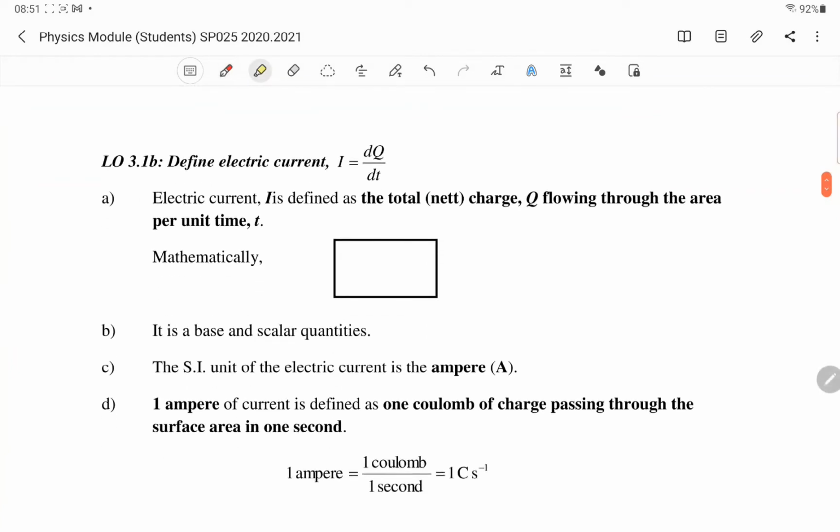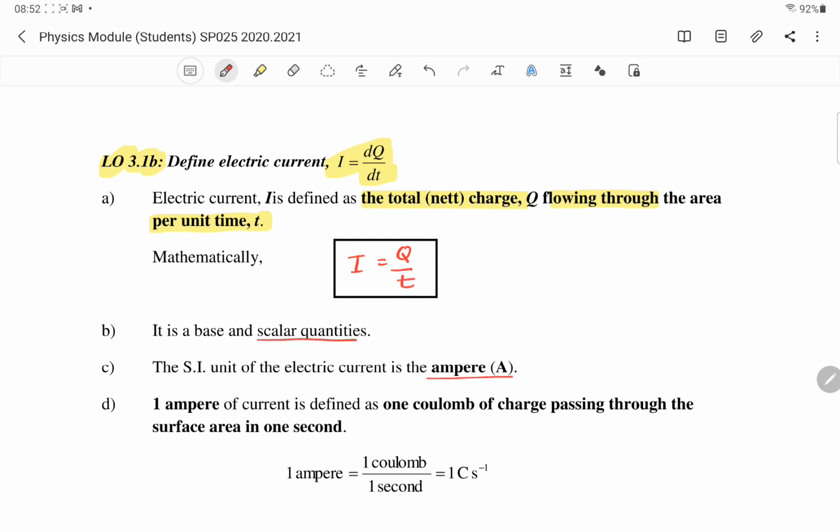Okay, so for 3.1b we have to define current. What is current? Current is defined as the total net charge or total charge flowing through the area per unit time. So mathematically we have I is equal to Q over T. It is based on scalar quantities.